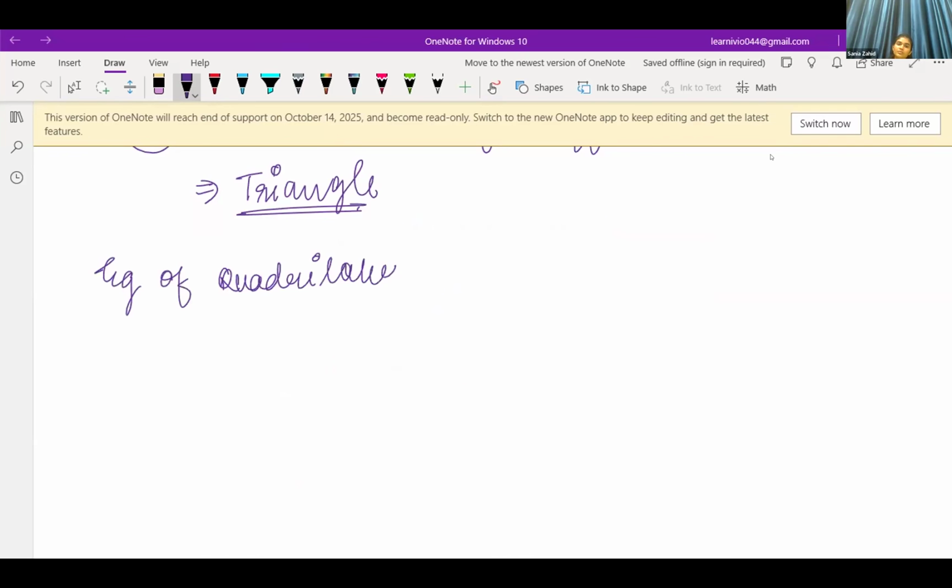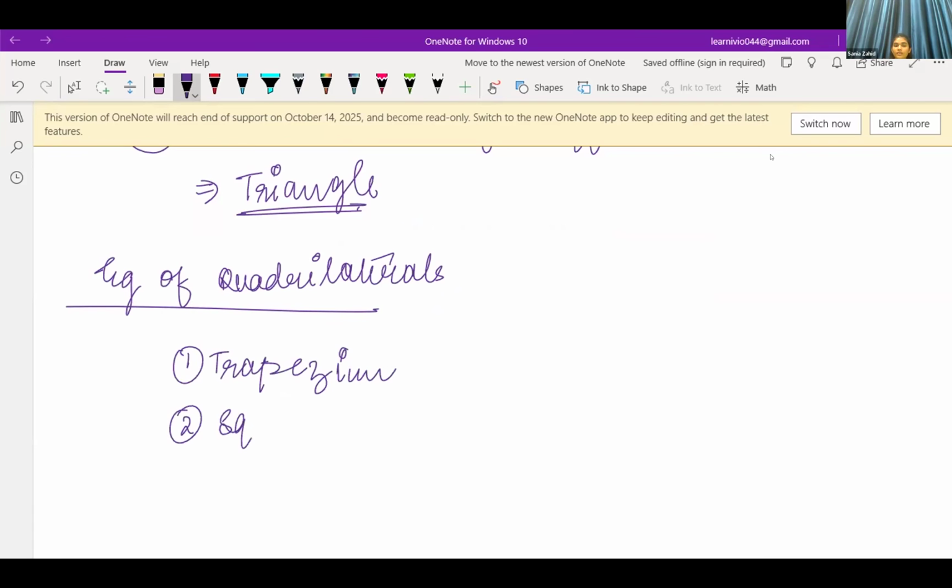Trapezium. Any example? Ma'am, trapezium. Okay. And square. A rectangle. Very good. Rectangle. And parallelogram. Rhombus. Parallelogram. Very good.